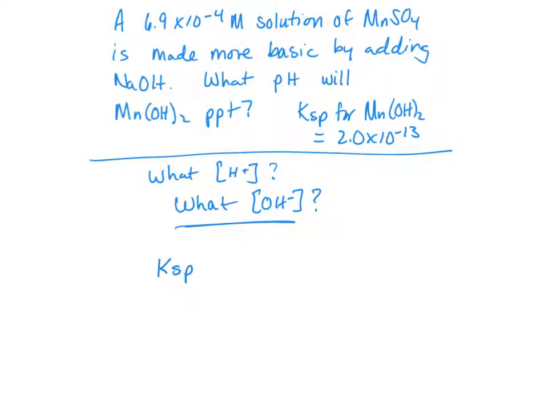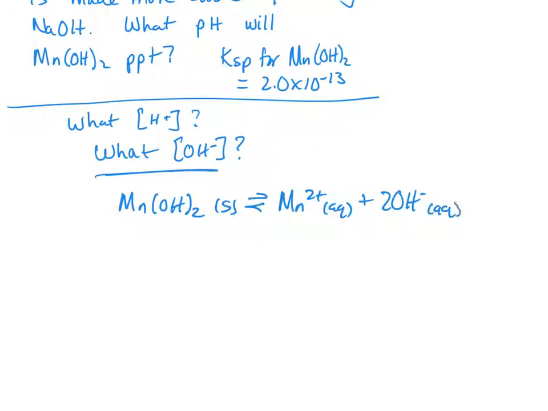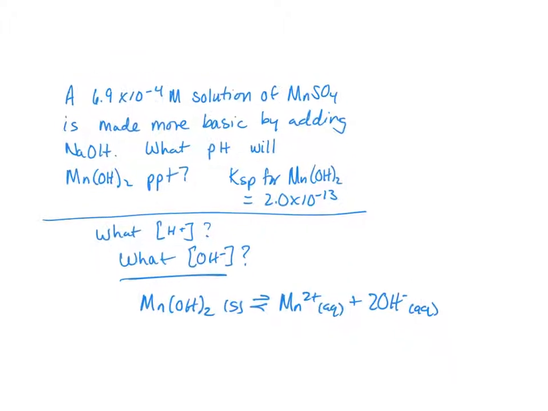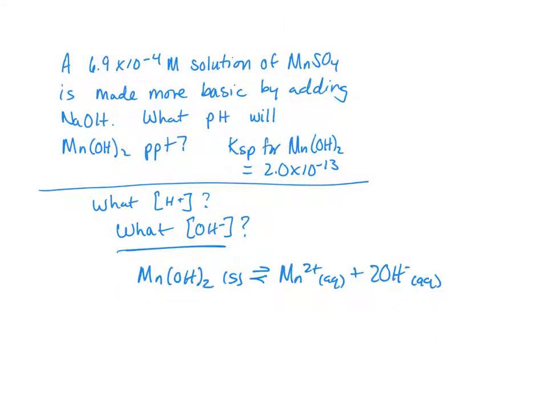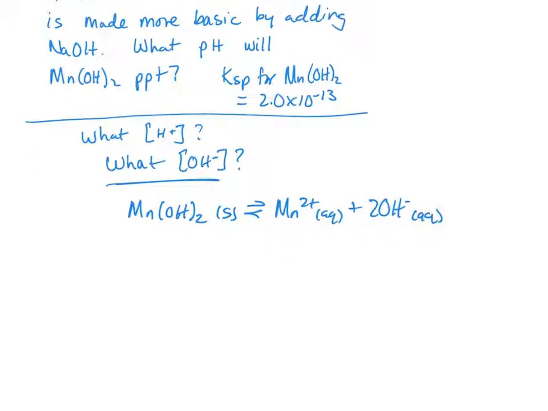Okay, so in that case, let's look at, let me take an eraser here. Okay, so this is our equilibrium that's going to be important. Manganese hydroxide, yes. That is aqueous, so it's going to completely dissociate. Okay, so now we have this equilibrium to worry about. We can write a Ksp for this.